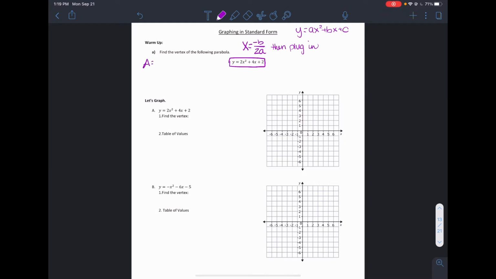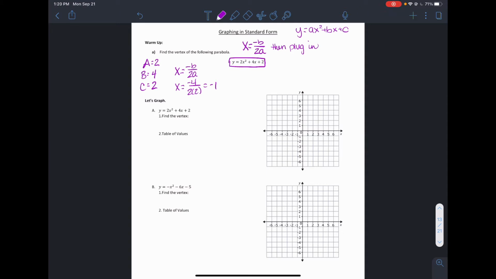Okay, so a equals 2, b equals 4, c equals 2. So if I'm looking for the x value of the vertex, that's negative b over 2a. So that'll be negative 4 over 2 times 2, which is negative 1.